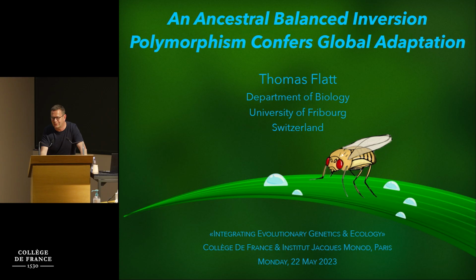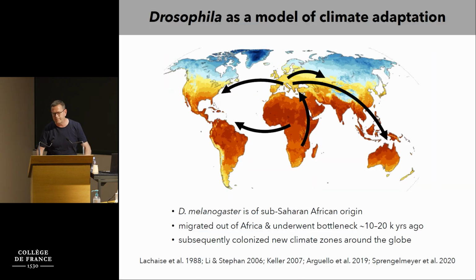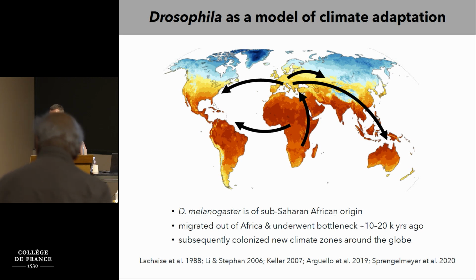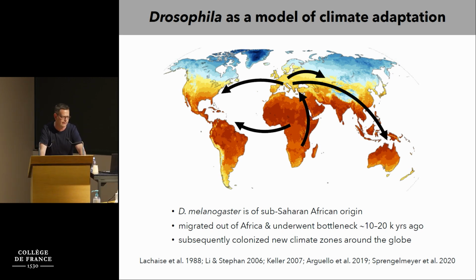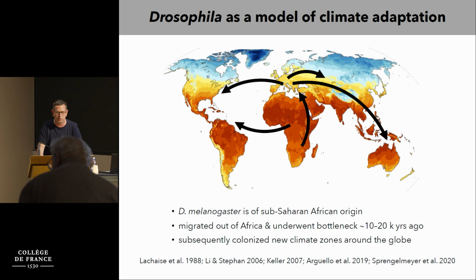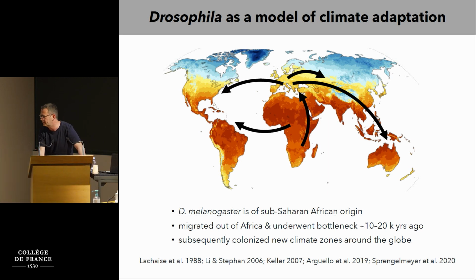So we will continue to talk about chromosomal inversions, also in a fly, but in fruit flies, not in seaweed flies. But you will see some similarities in these two systems. So Drosophila melanogaster, which is the system I'm mainly working with, is a long-standing genetic model for climate adaptation and for understanding spatial adaptation. And this species is a subtropical, tropical insect, as we have heard this morning.